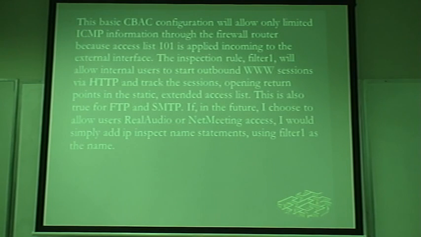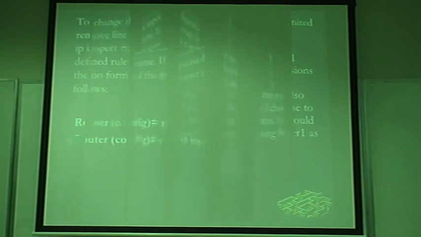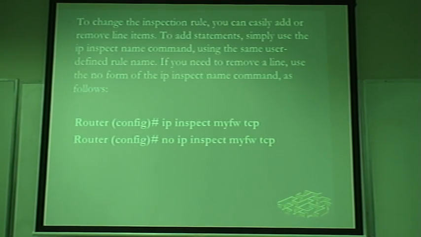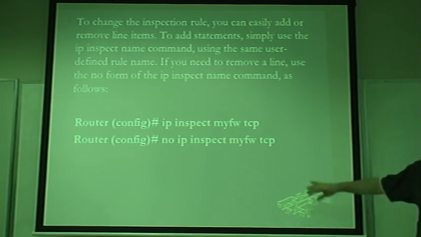The CBAC configuration will allow only limited ICMP information with those access list rules that we saw. The inspection rule filter 1 will allow internal users to start outbound World Wide Web sessions via HTTP and track the sessions opening return points in the static extended access list. This is also true for FTP and SMTP. Okay? To change inspection rules, you can easily add or delete them one at a time.